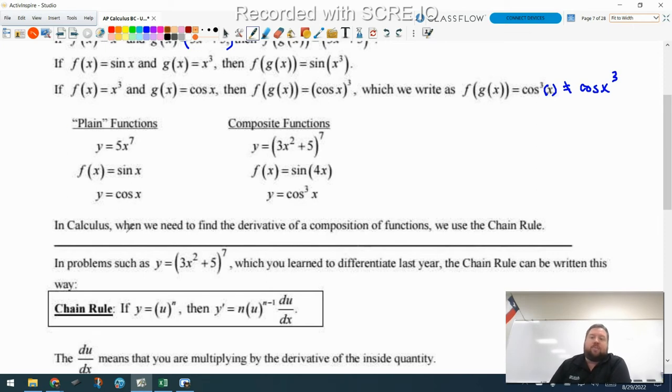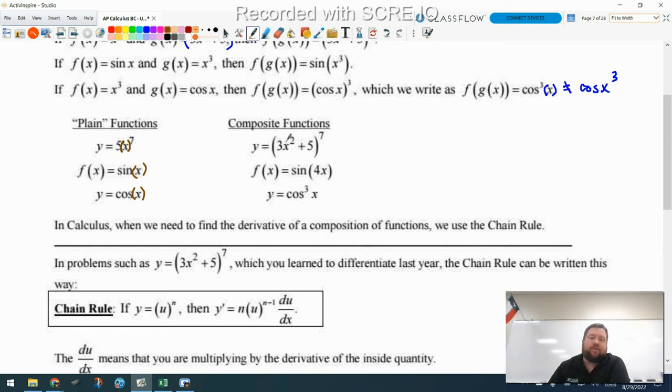All right, so these are just plain functions. They are not composites. 5x to the seventh power. Okay, x is the variable, and there's nothing inside the x. Okay, so that's it. It's just a power of 7 multiplied by a constant. And then sine and cosine, those are just plain functions because they don't have anything inside the sine function or cosine besides a single x.